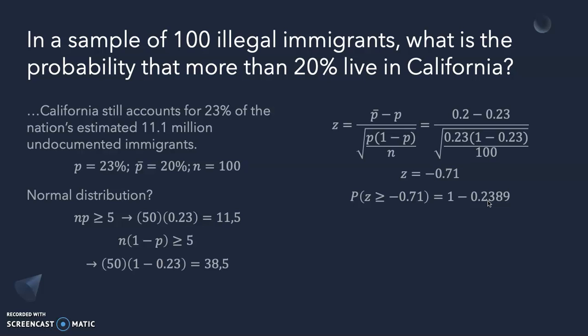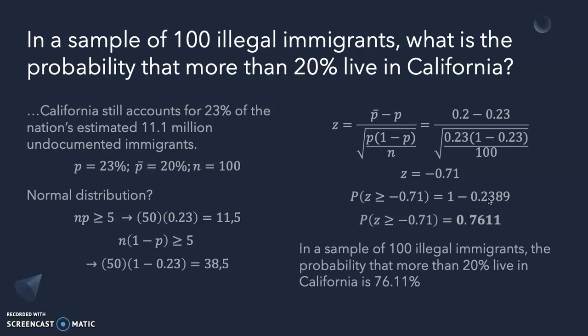Since we are looking for the probability when Z is greater than minus 0.71, we need to subtract it from 1: 1 minus 0.2389. Based on our calculation, in a sample of 100 illegal immigrants, the probability that more than 20% live in California is 76.11%.